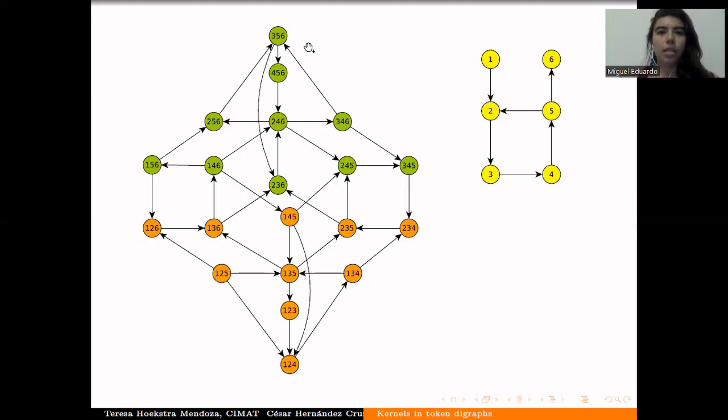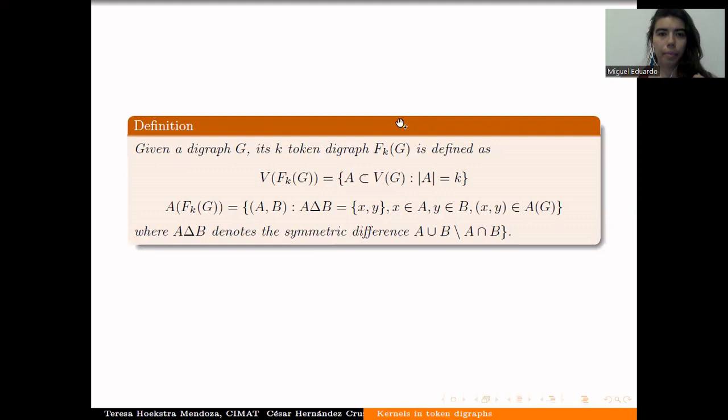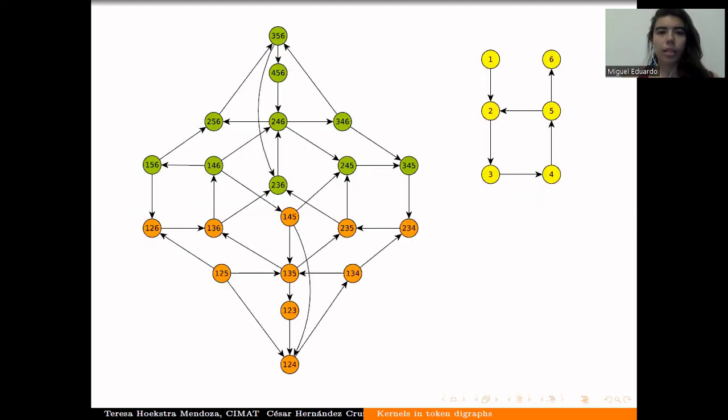Okay, so here is an example of a token digraph of this graph here. It's just a cycle with two leaves attached. And this is its token digraph. It's just an example.